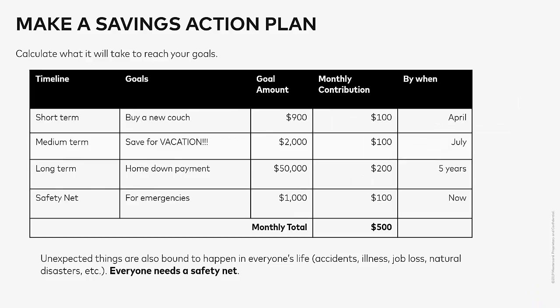After you set your goals, now you can make a savings action plan. List out all the goals that you have. Add the goal amount, your monthly contribution, and by when do you hope to achieve this goal. Also remember that unexpected things are bound to happen. Things like accidents, job loss, or even a pandemic. So everyone needs a safety net.